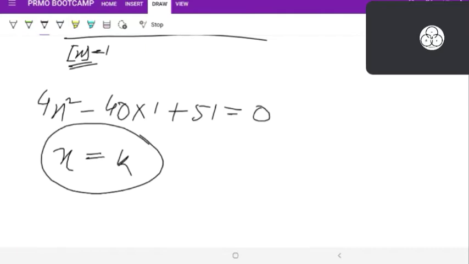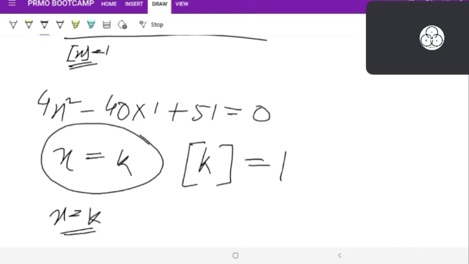Now we need to find out whether box of k is equal to 1 or not. If box of k equals 1, then x equals k is a root of the given problem. And if it doesn't equal 1, because we are solving the case for box x equals 1, then k is not a root of the equation. So this case, box x equals 1, will not be possible.